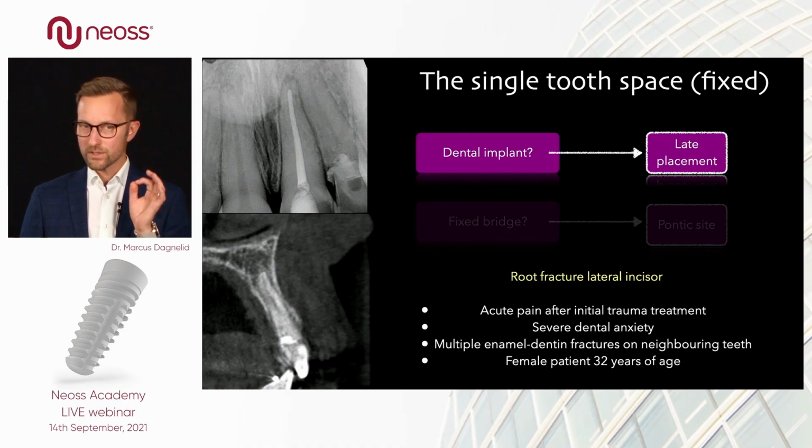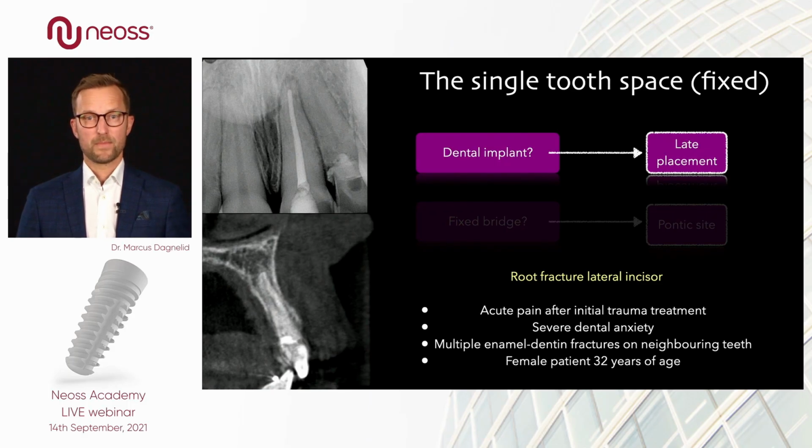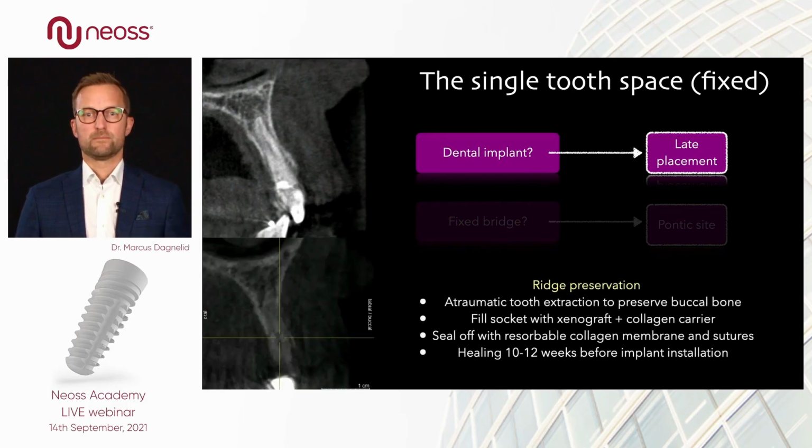So we gently, of course, extract the tooth, making sure to use, for example, periotomes, remove the tooth, and of course try to save the buccal bone plate at the same time. But we're going to do ridge preservation. So we're going to fill the socket with a xenograft and a collagen carrier. We're going to seal off the site with a resorbable membrane and sutures, and we're going to wait for healing 10 to 12 weeks before we install the implant.